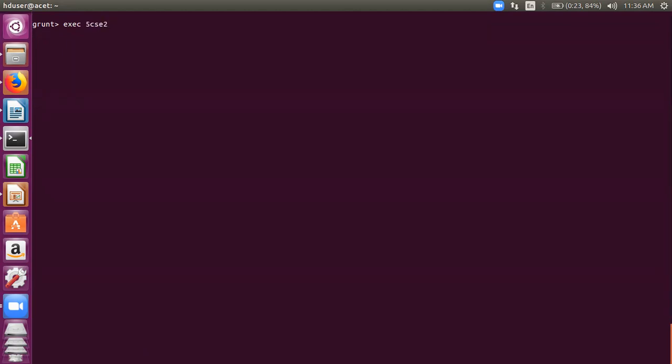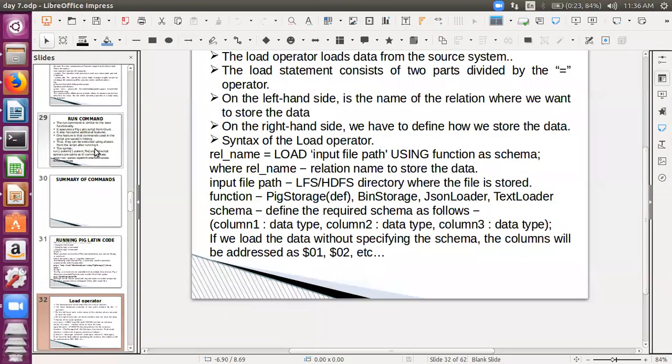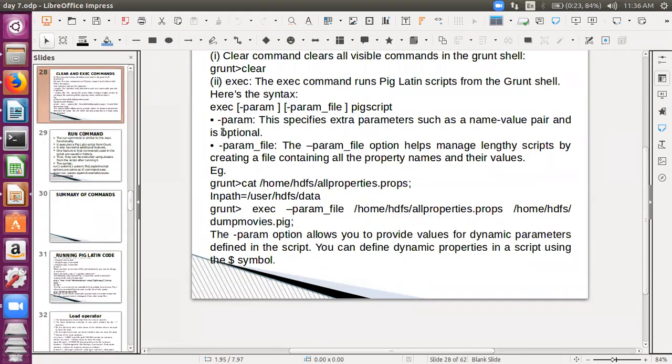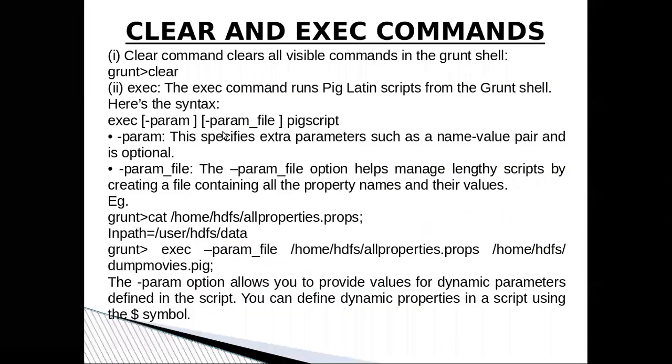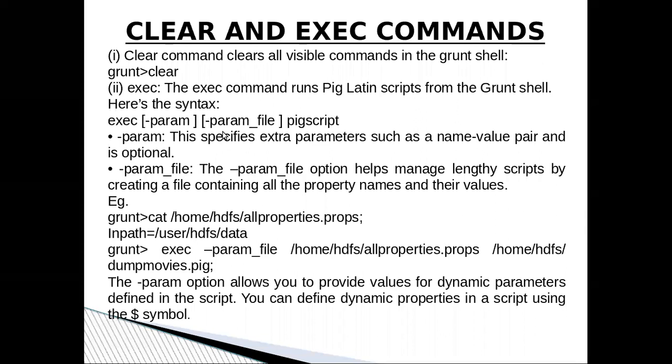See, we are in grunt shell now. If we want to execute a script file in grunt shell, use the execute command, exec. That is where we stopped. Like in the slides we were here. If you see this slide in front of you, the execute command, just see the syntax. There are 2 optional parameters, -param and -param_file, and then you must give the script file.